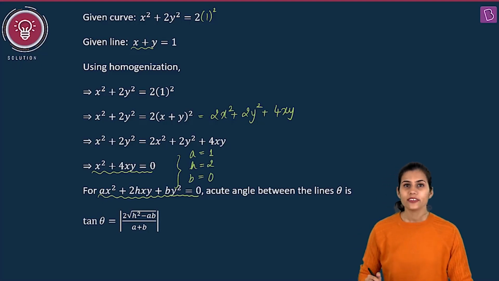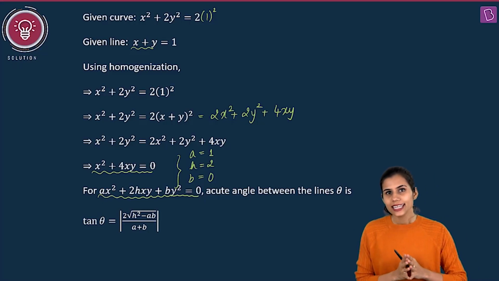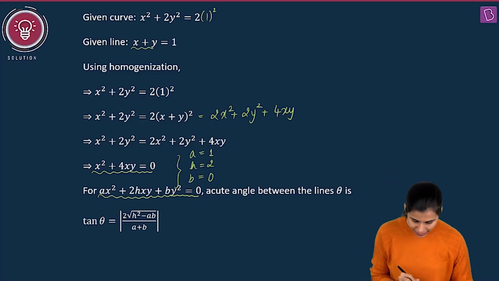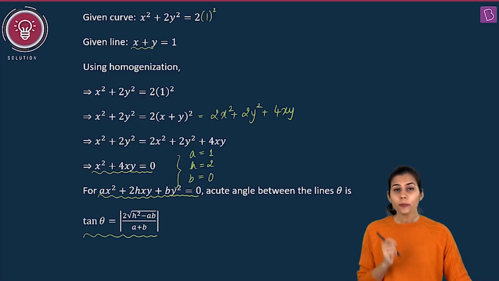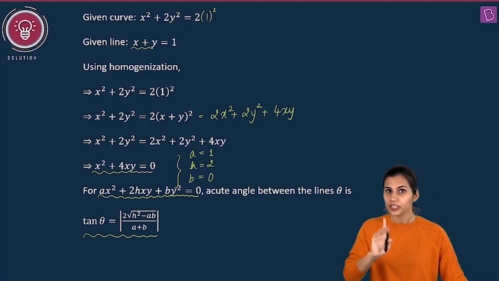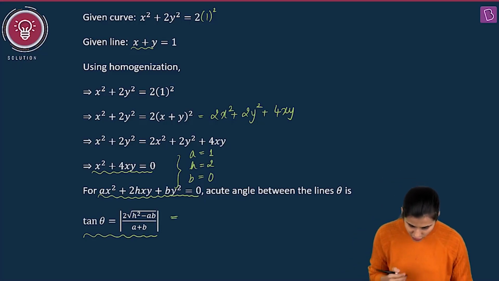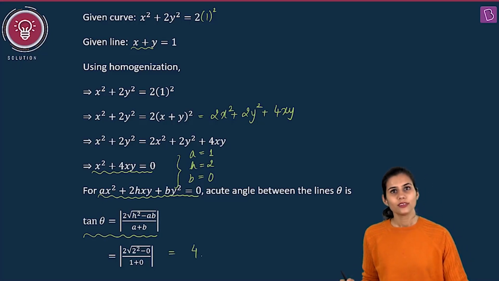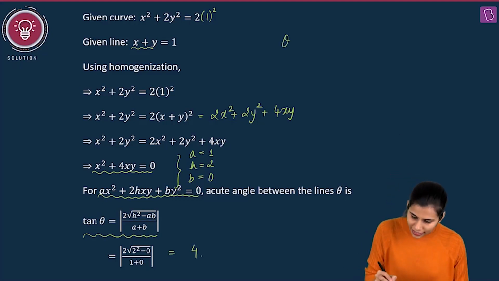Yes, now I know whenever I have a pair of straight lines intersecting at origin, then the acute angle between them is given by this formula. So this formula is going to give us the acute angle theta that we have to find, okay? So plug in the values here. What do you get? Well, in place of h you plug in 2, in place of a you plug in 1, in place of b you plug in 0. This will give you what? 4. Okay, so tan theta is coming out to be 4. Fine, so theta I can say is tan inverse 4.